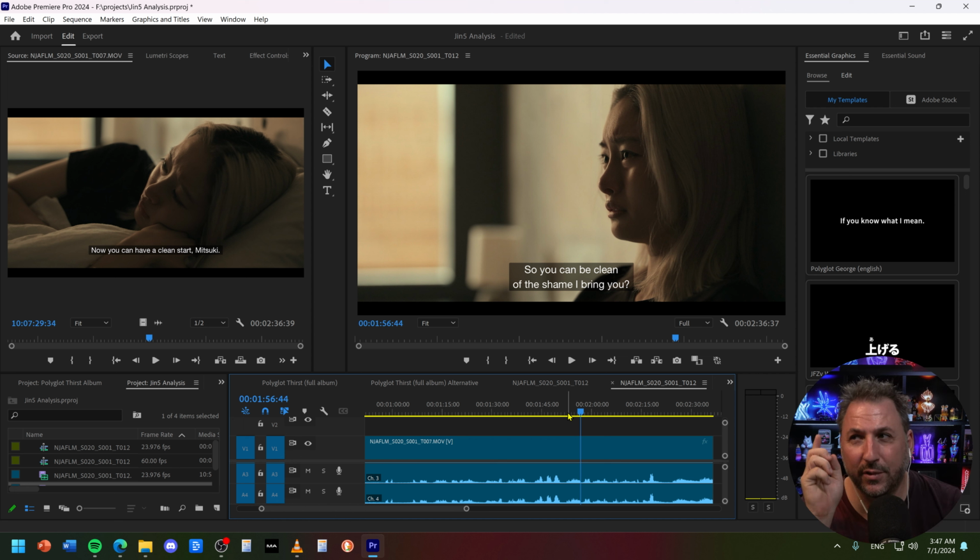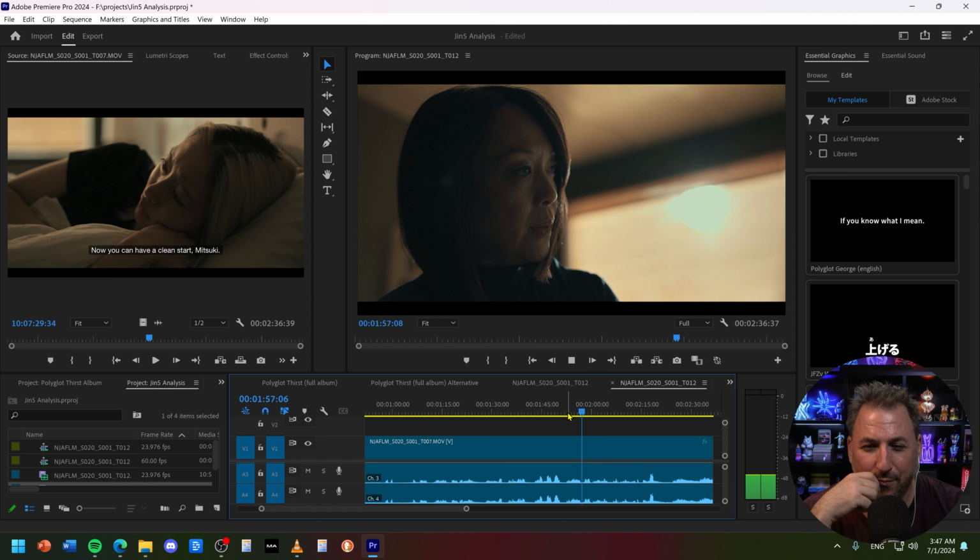But the thing is, when you do translate, you do have to do this. You have to make the English sound good, and that's probably a good translation for that.